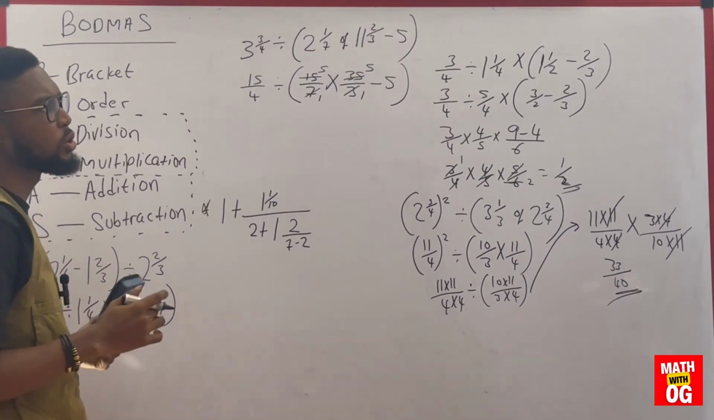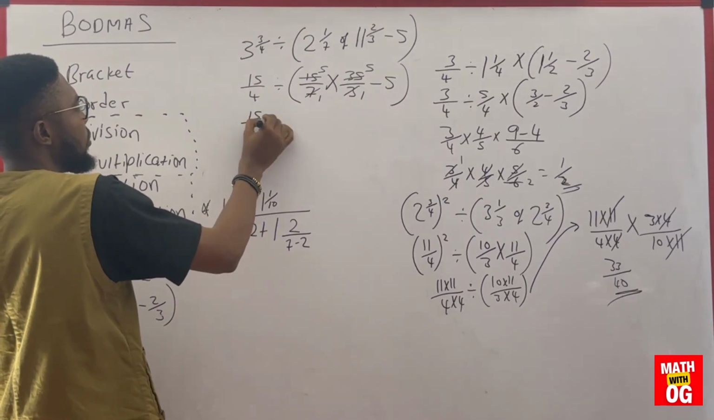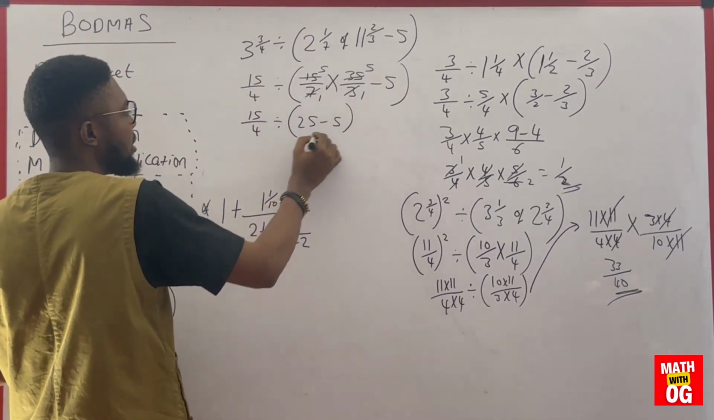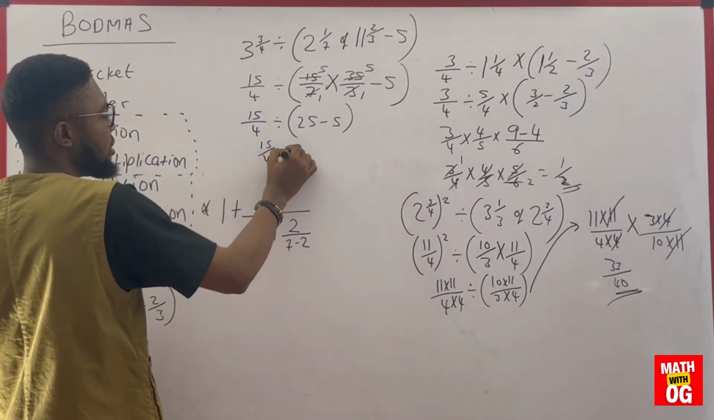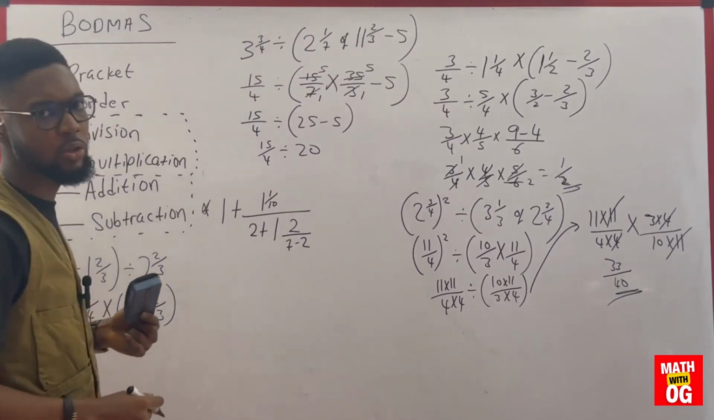Denominator, I have 1 times 1, which is 1. 25 over 1 is simply 25. So this is 15 over 4 dividing 25 minus 5. So we have 15/4 dividing 20. Now 20 is the same thing as 20/1.